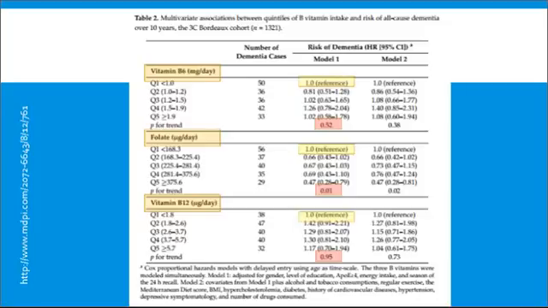So if we look at the P for trend for folate, we see that that is statistically significant. And so the odds ratios are going down, meaning the more folate that an individual gets, the less likely they are to develop dementia. And so in these types of tables, sometimes we will see different models.